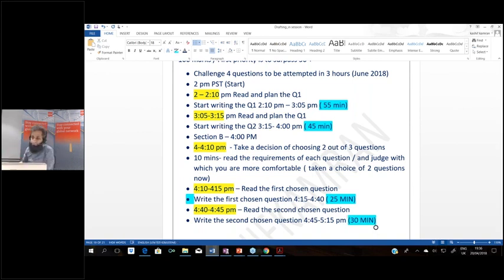40 minutes. If you are a good reader, you can skim the reading time, but I'm giving you 40 minutes of reading time. If you are a good reader, you can do your 40 to 35, or you can do your 40 to 30. But remember that reading and planning will make your answer to perfection.